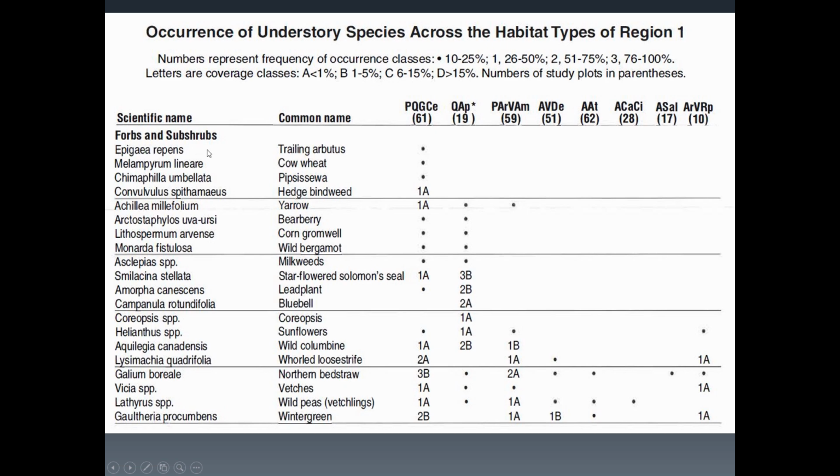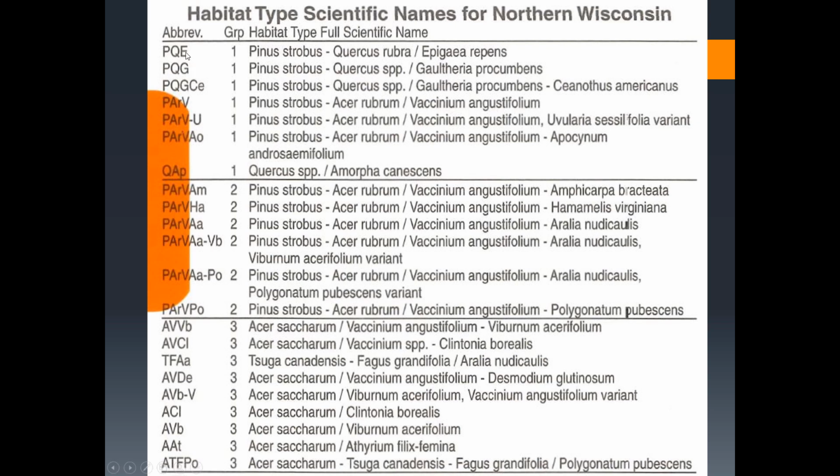Similarly, we can look at forbs and subshrubs, so just grouping different types of plants. In this case, you see quite a few of these are good indicators for these 2 habitat types. And those abbreviations, we're going to get into naming plant associations later, but just know these abbreviations relate to the dominant tree species and the dominant understory species. So PQE stands for Pinus strobus Quercus rubra epigea. So the P for Pinus, Q for Quercus, E for epigea.